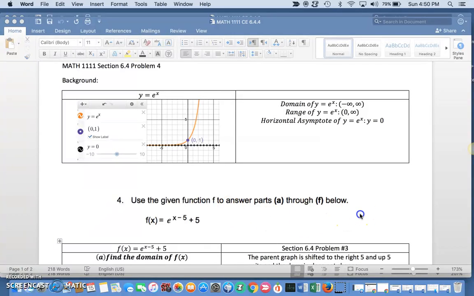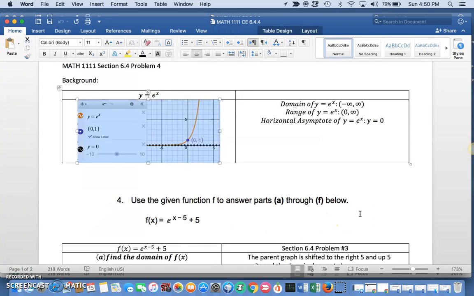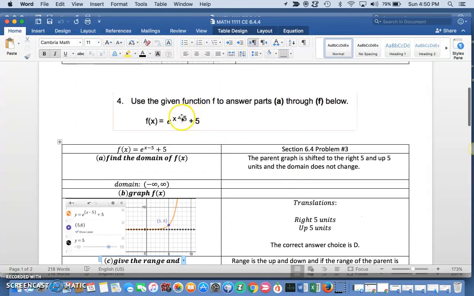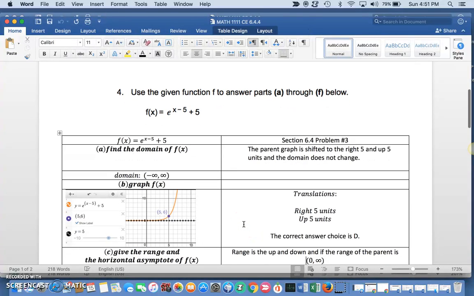Use the given formula and answer the following. Well, the first part is just graphing the exponential and the shifts that are involved. Remember, the negative 5 up here is going to shift it to the right 5. The plus 5 out here is going to make it go up. So we're going to go right and up. Your domain is still going to be all real numbers, and I think the choice on that one was D. Then it wants the range.